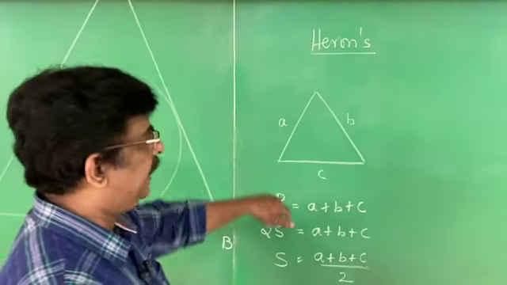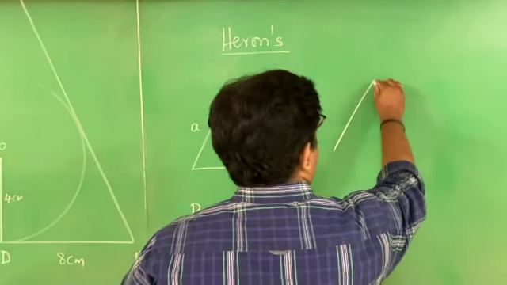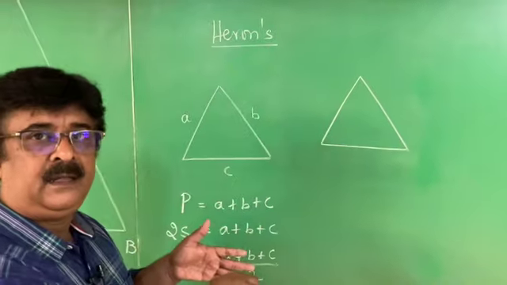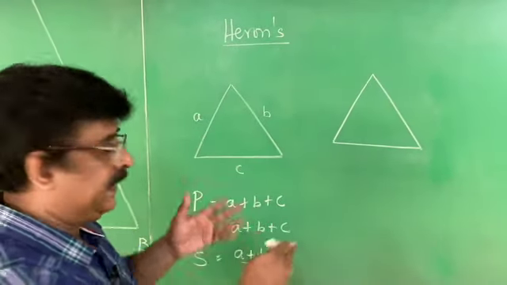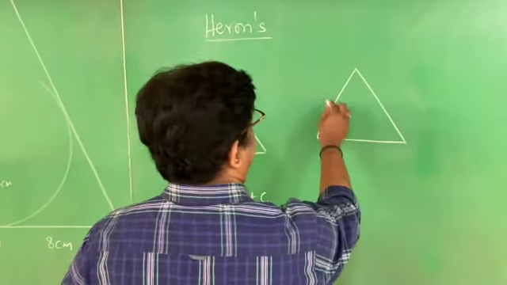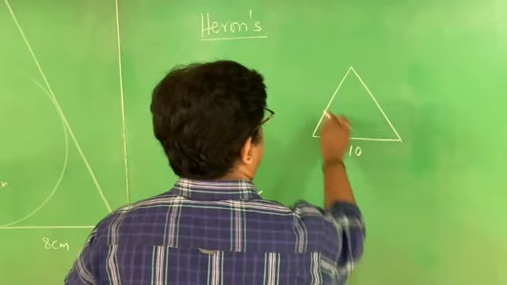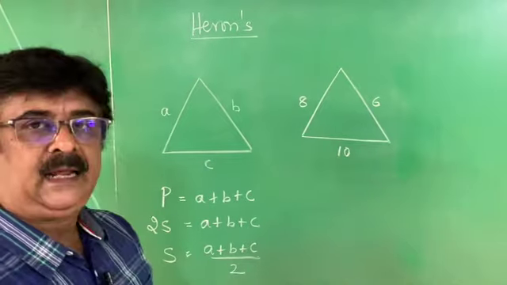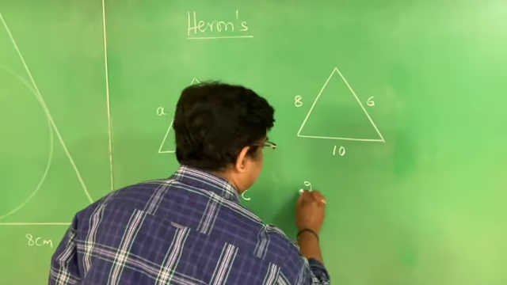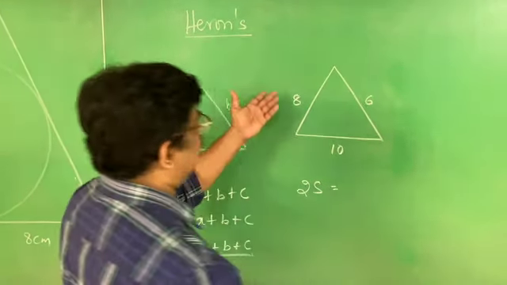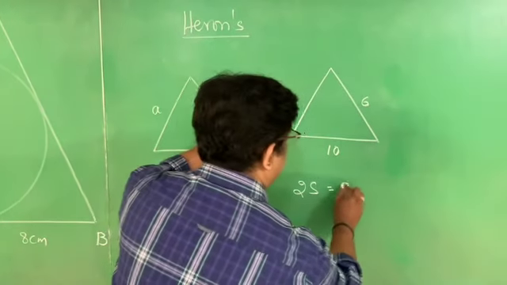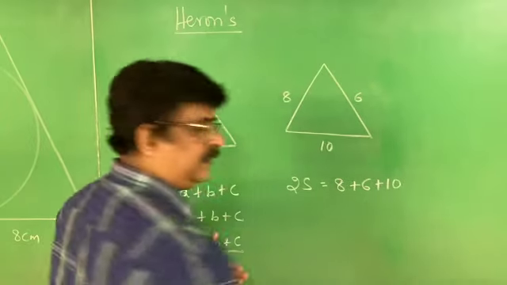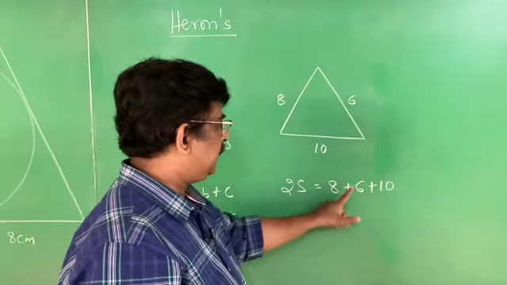For example, again I write one more example. This you studied in the 9th standard. There is no need to teach this. For example, here there is a triangle with sides 10 centimeter, 8 centimeter and 6 centimeter. What is the semi-perimeter of this triangle? You have to write 2S is equal to a, any one side, 8 plus 6 plus 10. 2S is equal to 8 plus 6 plus 10.